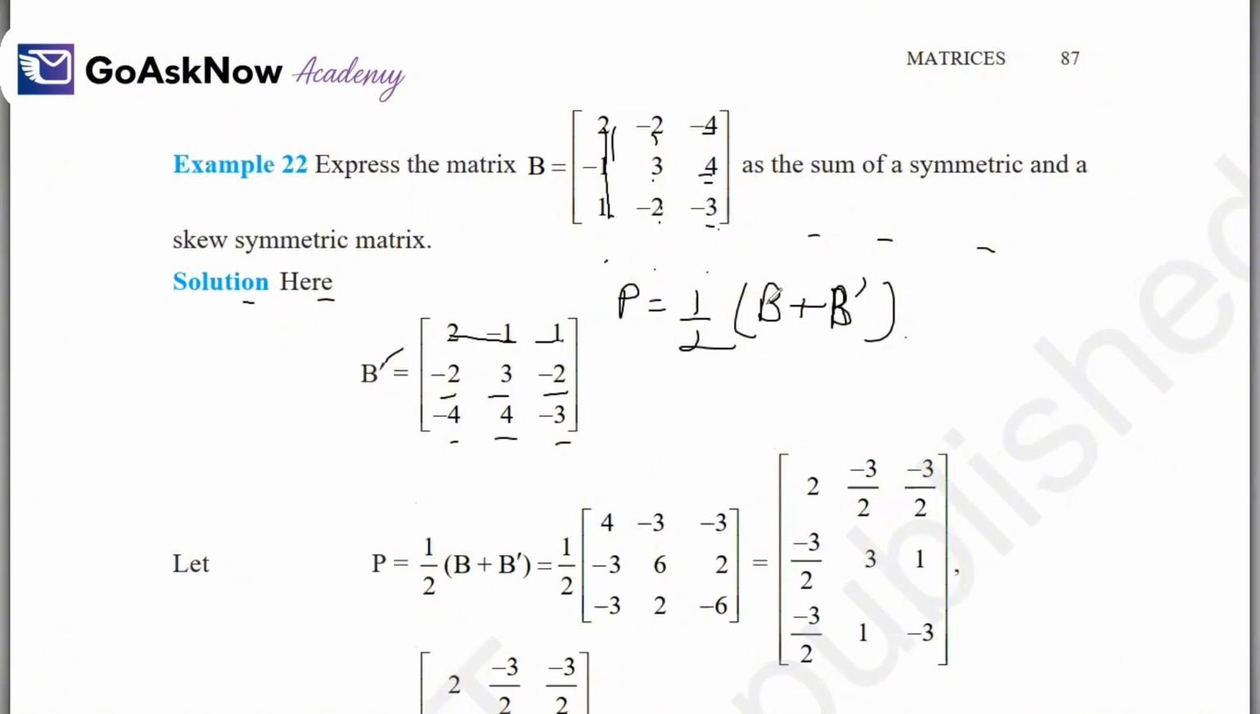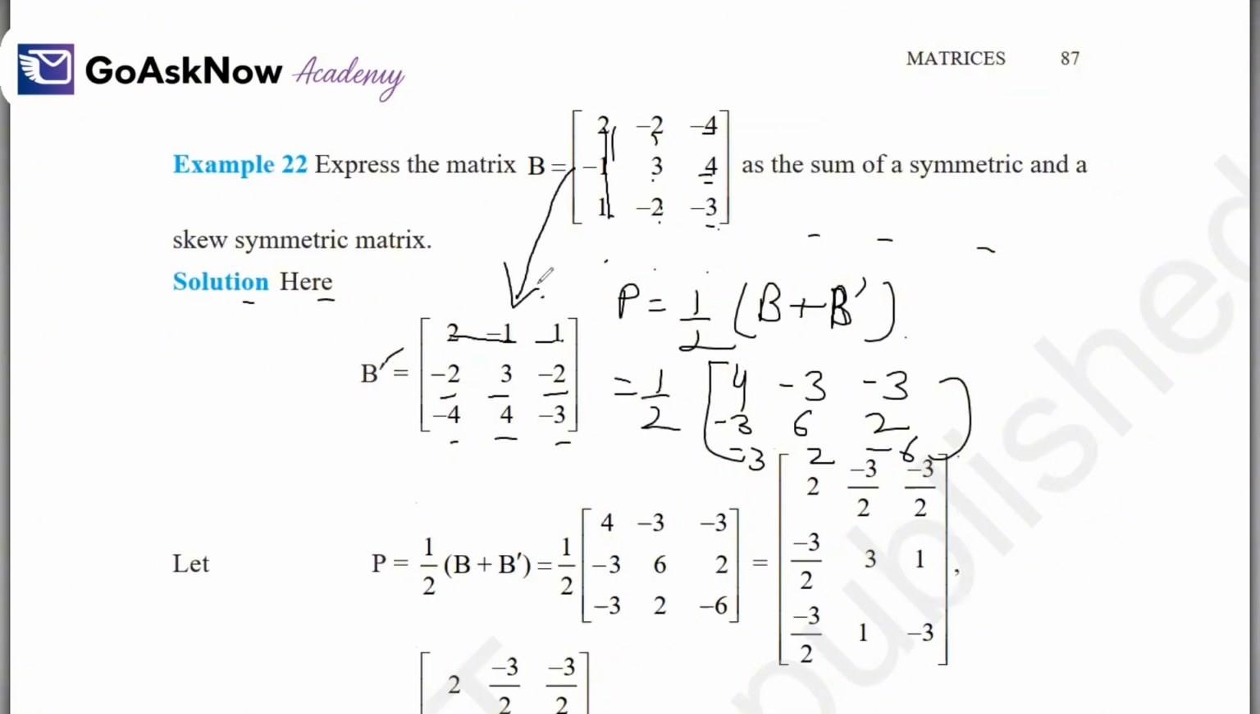So you have to find first half of B plus B dash. So it is half, and B plus B dash is what? 2 plus 2 is 4. -2 plus -1 is -3. Then it is also -3. Here you will get -3, 6, 2. Then -3, 2, and -6. Just add B plus B dash, means add this matrix to this one. You will get this result. And after this, you have to divide it by 2.